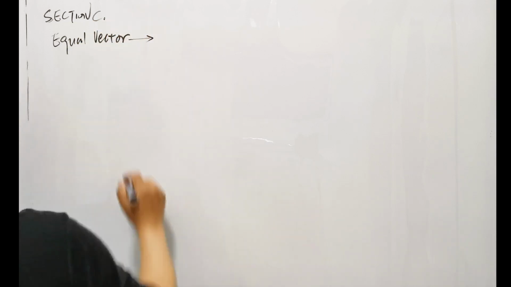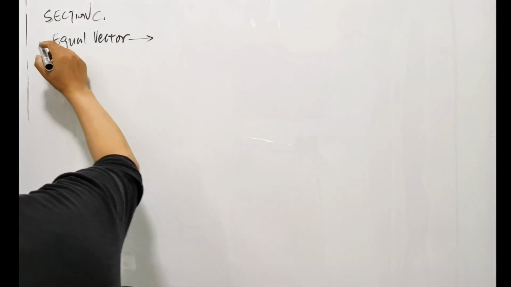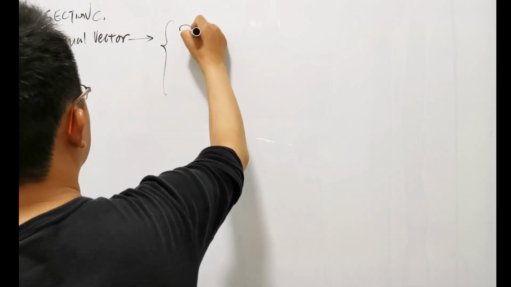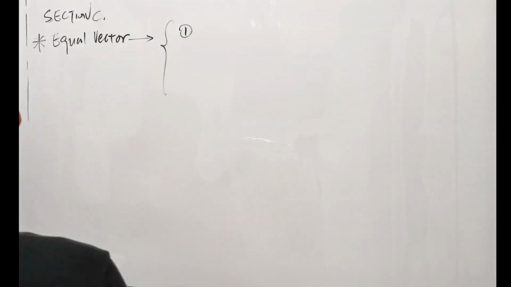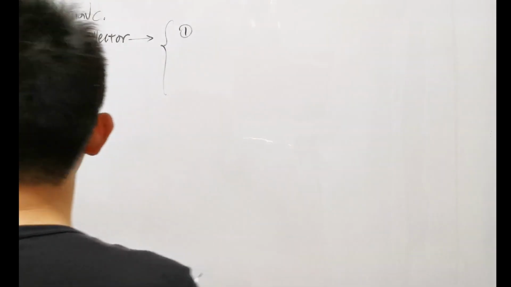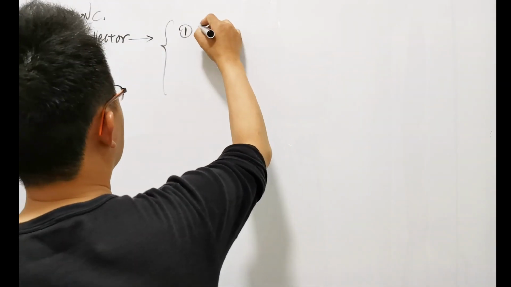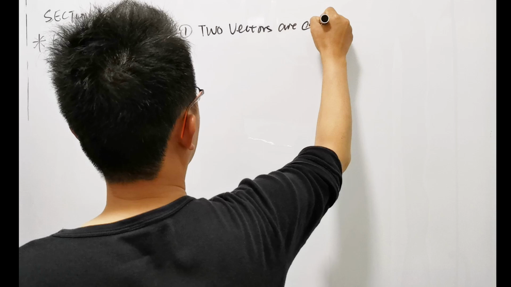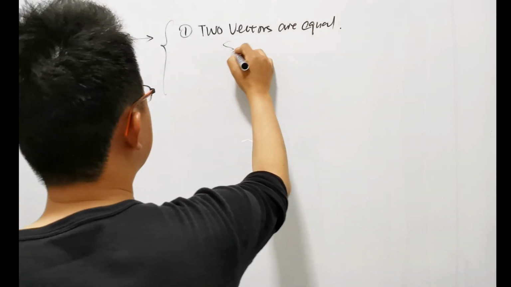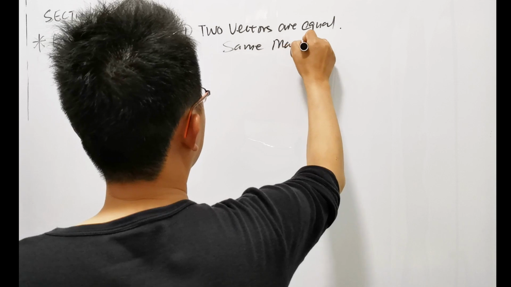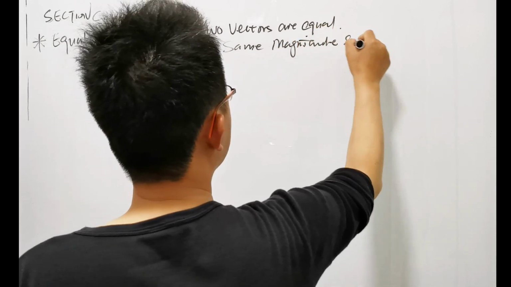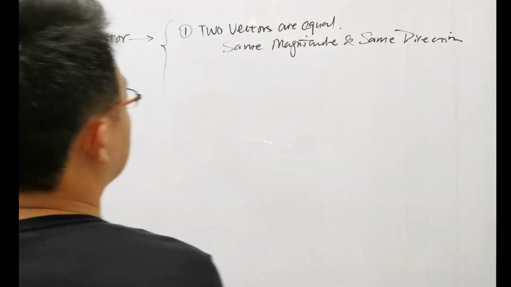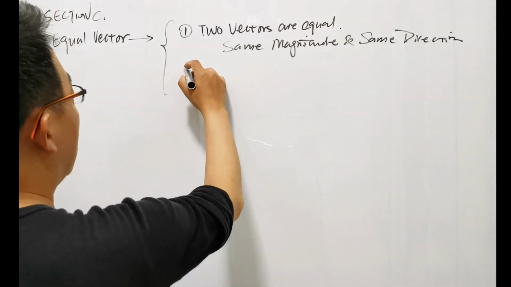vectors. Basically, there are two items we must understand. The first one we talk about is equal vectors. Two vectors are equal if they have the same magnitude and the same direction. So we call that an equal vector.